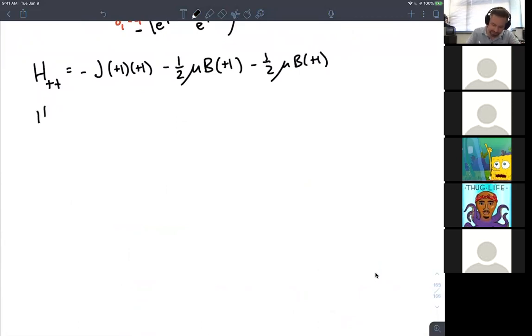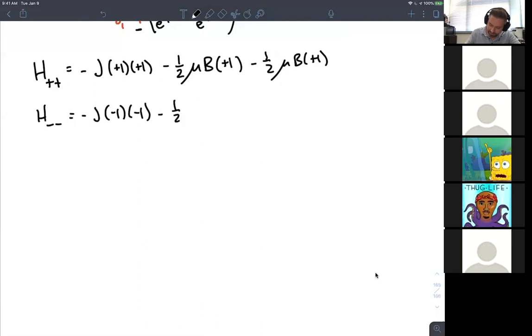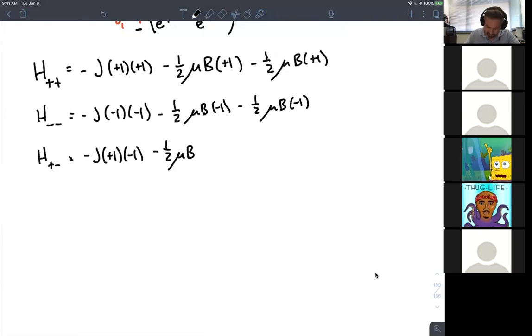Similarly, h-- is the same thing. It's just that both spins are negative in this case: minus a half mu B times minus 1, minus a half mu B times minus 1. Same thing. Now you can see there's a pattern here, right? Now h+- is defined to be minus J times plus 1 times minus 1, minus 1/2 mu B times plus 1, minus 1/2 mu B times minus 1. And finally, just to be thorough, this is this.